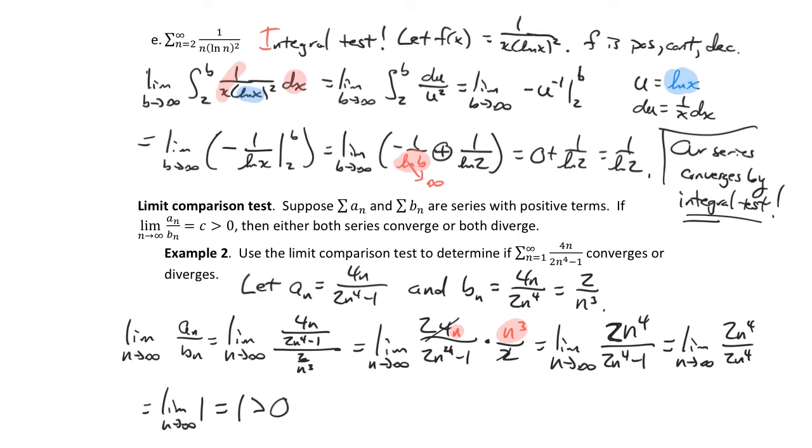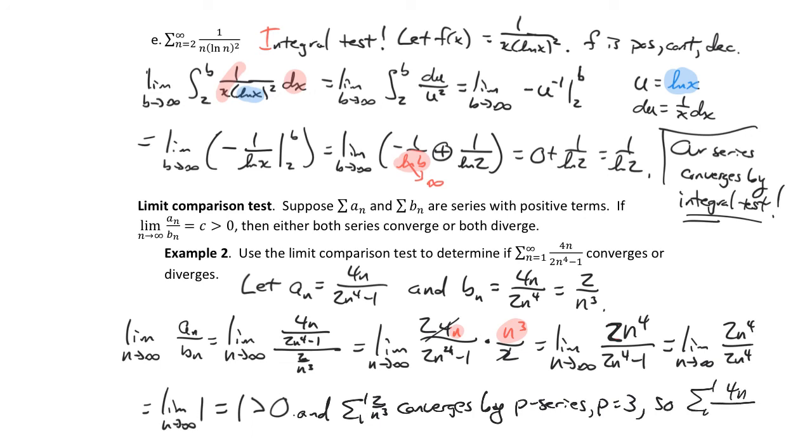So let's write all that out. The limit is 1, which is greater than 0, and the series of 2 over n cubed converges by the p-series test, p equal to 3. So my series, 4n over 2n to the 4th minus 1, converges by the limit comparison test.